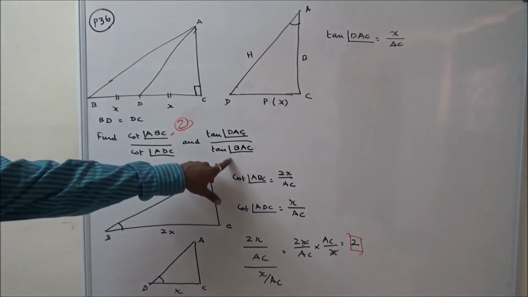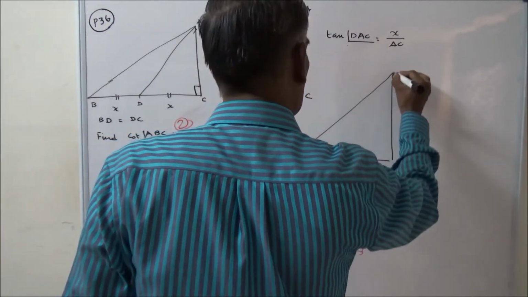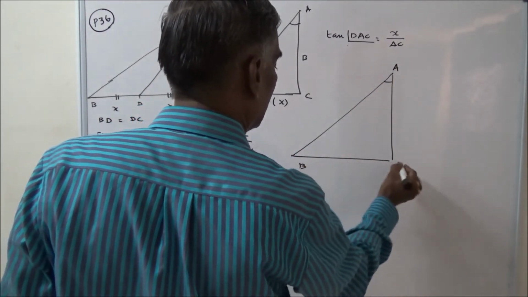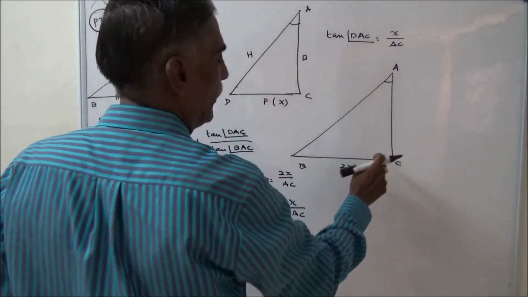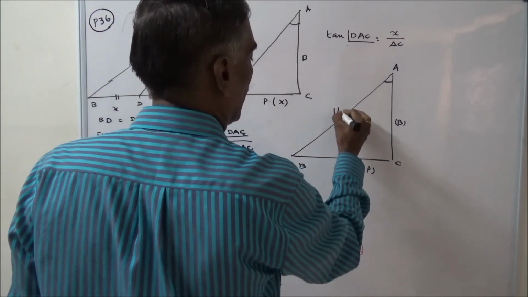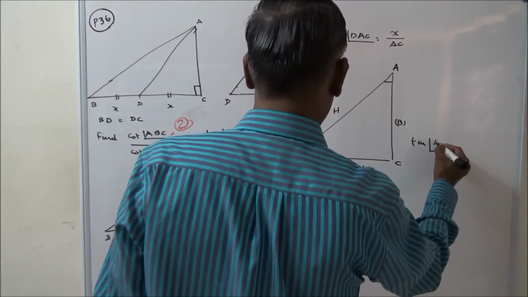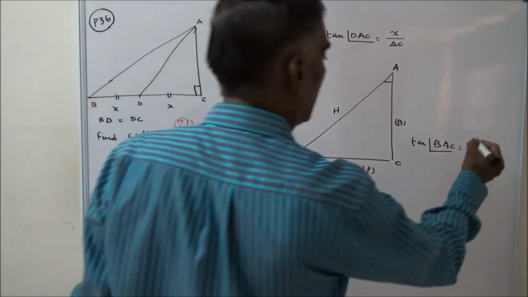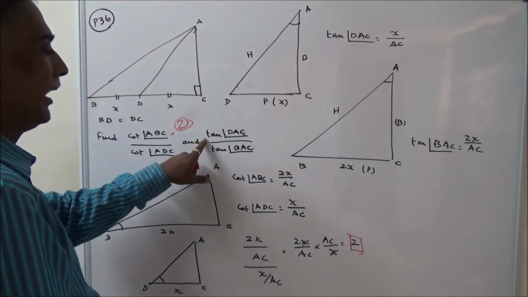Second question, tan angle BAC. I will consider this triangle. Again, this is A, this is B, this is C, this is 2X. BC is equal to 2X, and this side is perpendicular, this is base, this is hypotenuse. So tan angle BAC is equal to perpendicular by base, 2X by AC.